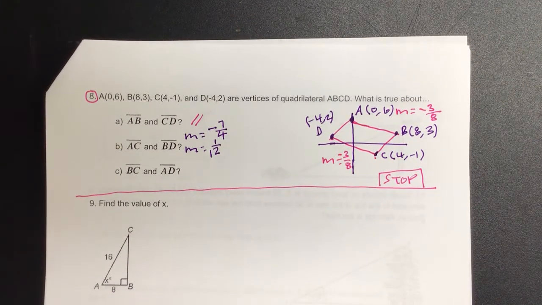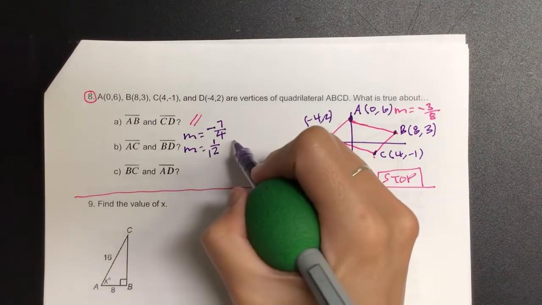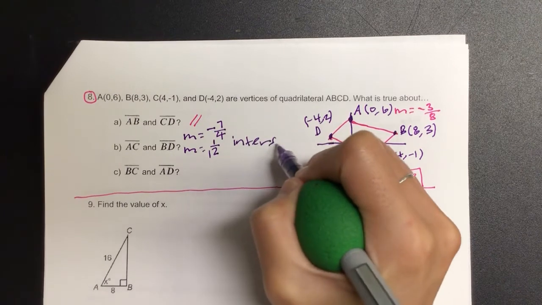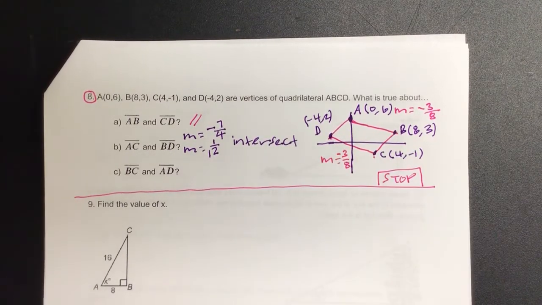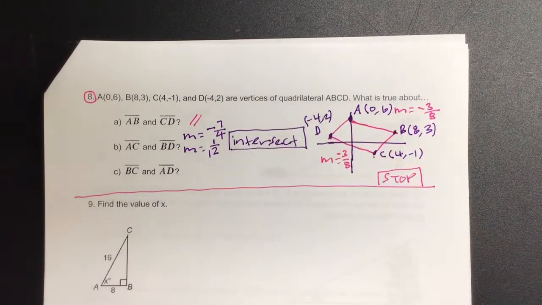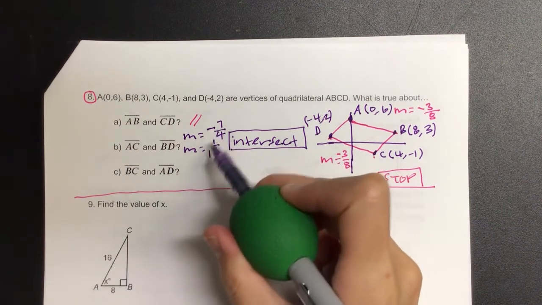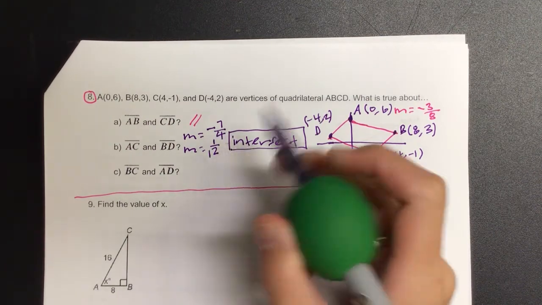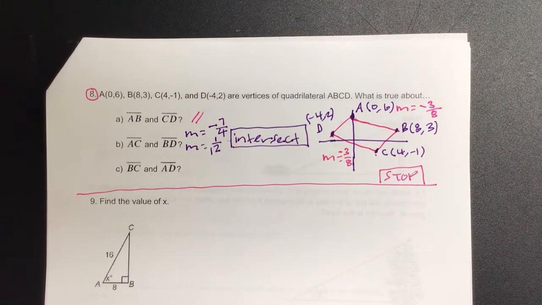So is there a relationship between these two slopes? They intersect. They simply just cross each other, and that's it. Can we assume that's perpendicular also then? No. What was the relationship of the perpendicular? They're opposite. These are opposite, but are they reciprocals as well? They're not. Now let's go to BC and AD.